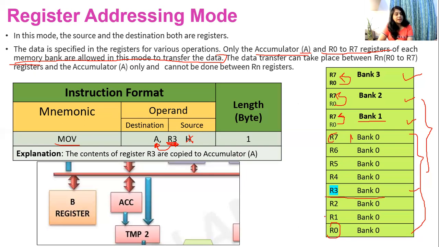Okay. Now let's assume that this is the R3 register of register bank 0. Suppose it holds data 39. 39 is an 8-bit number. Let's assume that R3 holds 39.